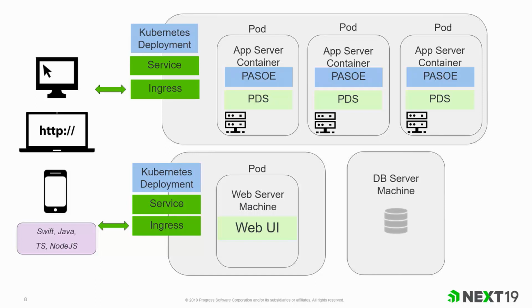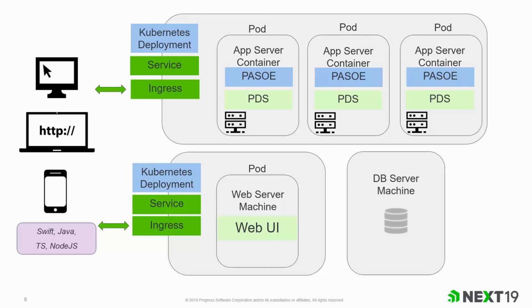Well, for PASOE, we also are running on a container in a pod, and then we can have here, right, that is the application server, PASOE, PDSOE, running inside a pod, and we can have multiple replicas of that instance, right? This is a Kubernetes deployment. There is a service that gives access to the data, and then there is an ingress, which is a concept in Kubernetes to expose the service to external clients, to remote clients.